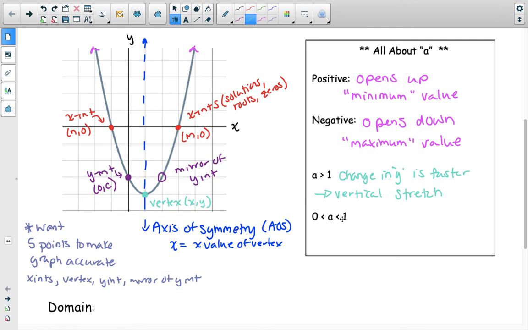So if a is smaller than 1 but still bigger than 0, so still positive, then our change in y is actually going to be slower. So it won't change as fast. It'll actually be opened up more because our y values are not going as fast. This is called a vertical compress, because it's actually going slower. It's almost like you're pressing down on a soda can to compress it.